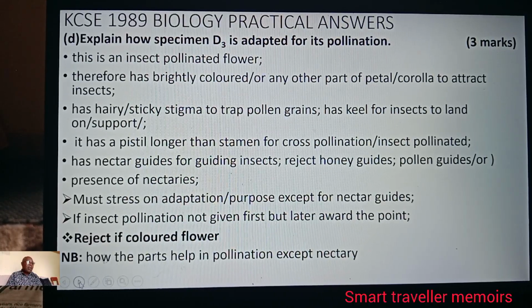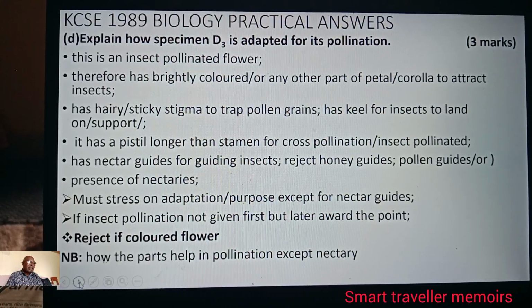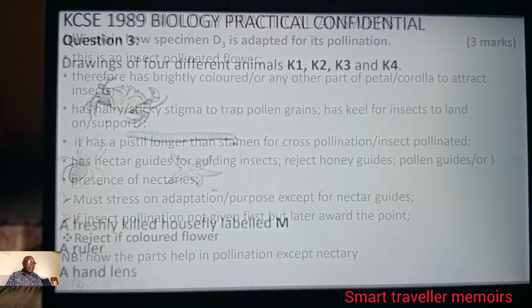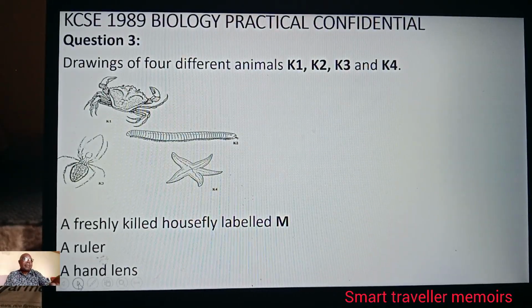Must stress on adaptation, purpose except for nectar guides. If insect pollination not given first, but later, I want the point. Reject current flower. All right. Note how the parts help in pollination except nectary.